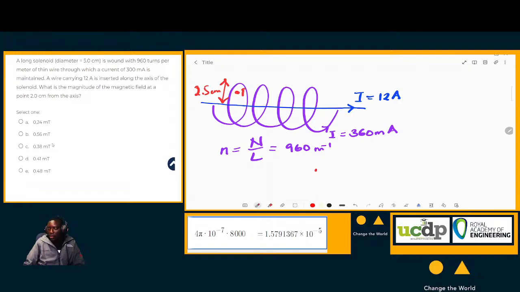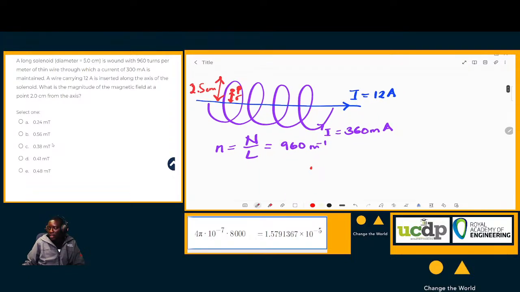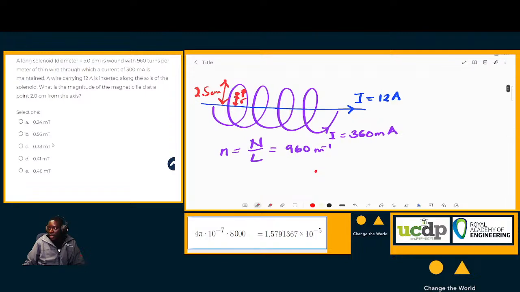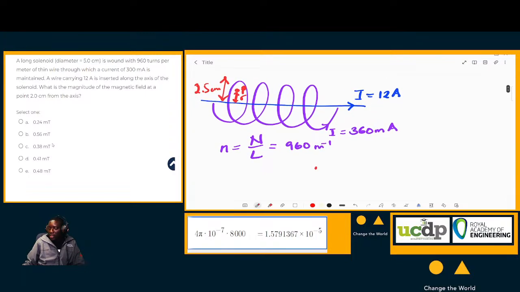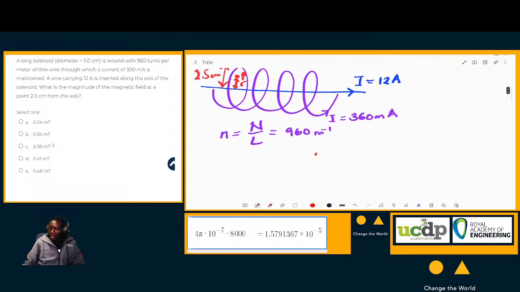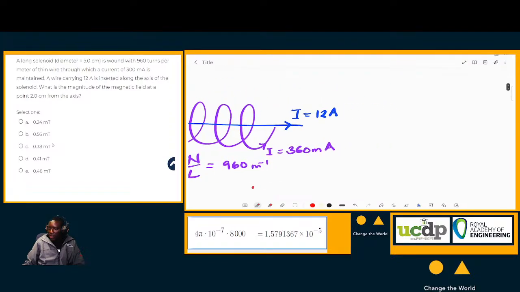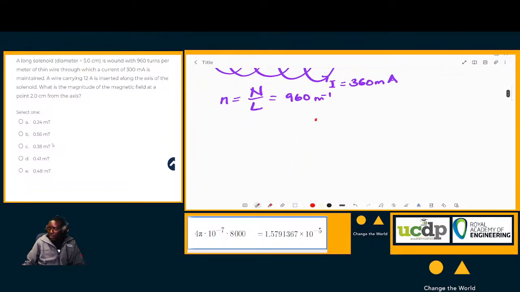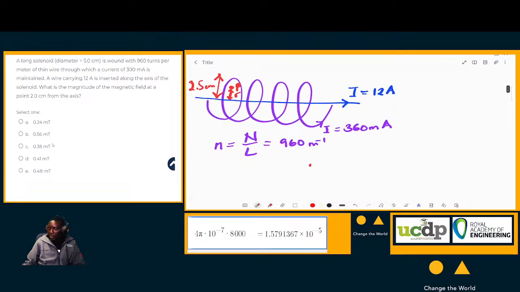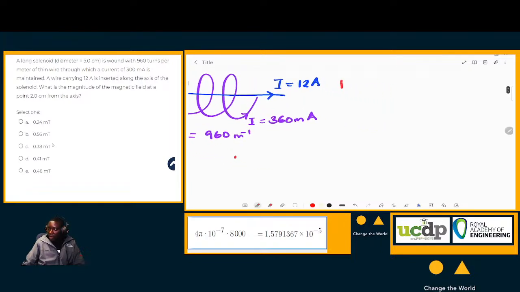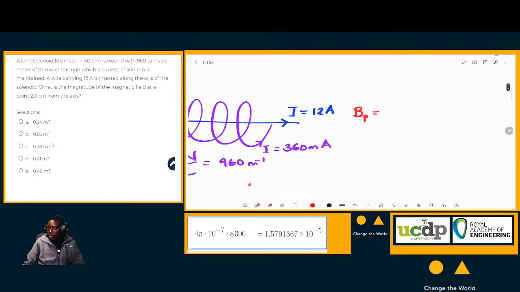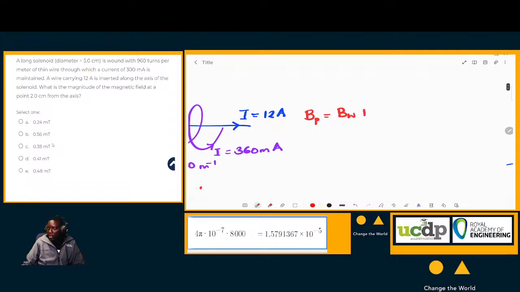So that point there is our P, where we have R. So we define R. So the field at point P, which is a radius RP from the axis. So that field, what will it be? The net magnetic field, in this case, B at P is equal to B due to the wire plus B due to the solenoid.